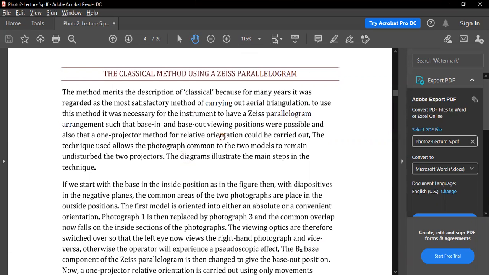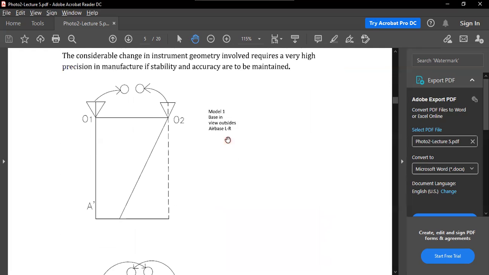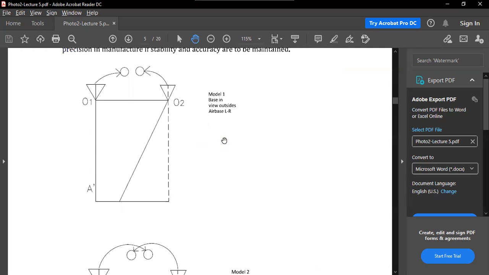Okay, so the Zeiss Parallelogram we are getting that name from a certain lens arrangement that allows the left eye and the right eye to be switched in terms of what can be seen. Are you okay? So the best way to explain this method is to look at this diagram here.